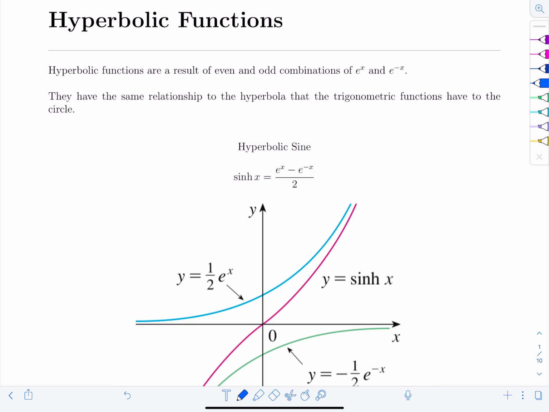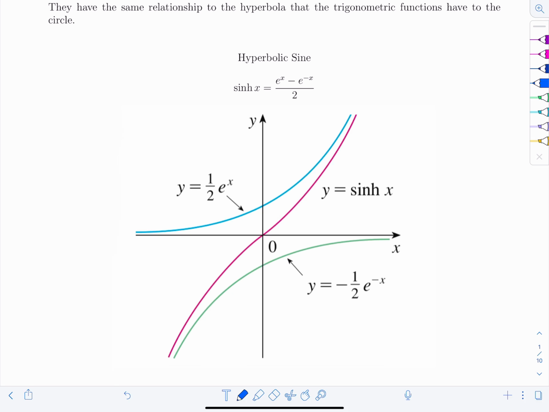This is Calculus 1 video lecture number 19 on hyperbolic functions. Now, hyperbolic functions are a result of even and odd combinations of e to the x and e to the negative x. And they have the same relationship to the hyperbola that trig functions have to the unit circle. So hyperbolic sine is defined as follows.